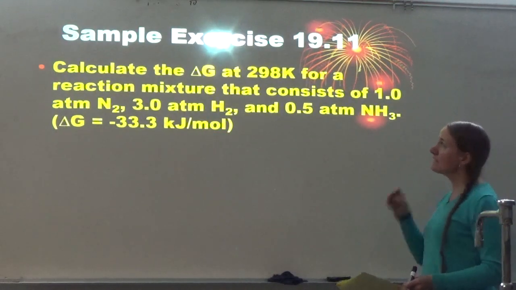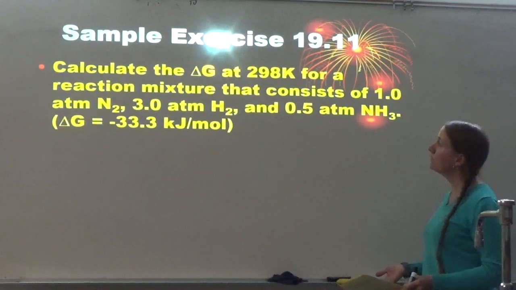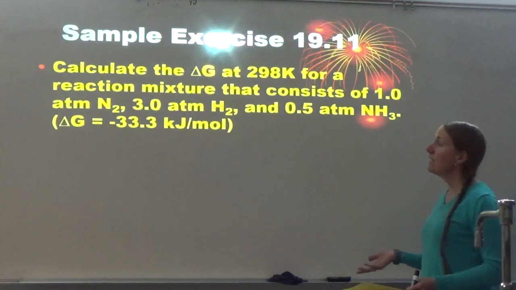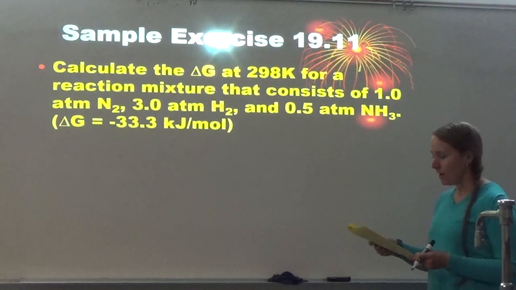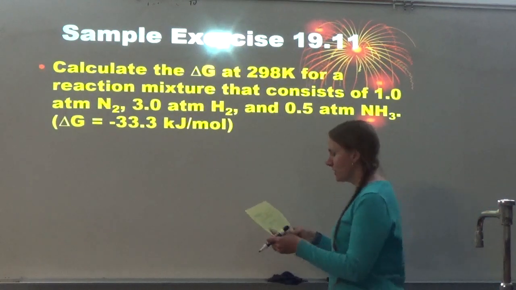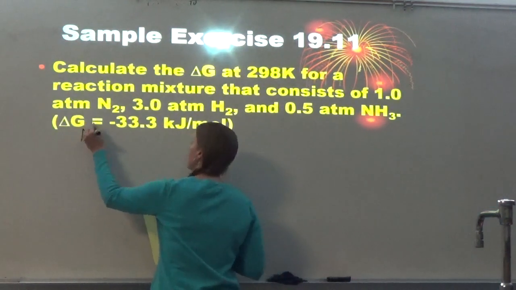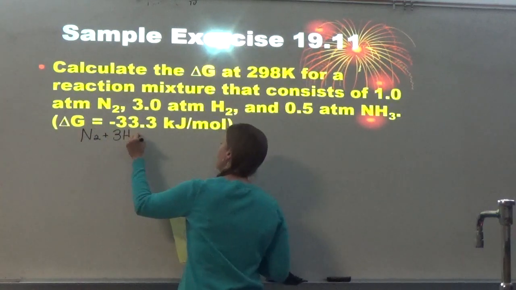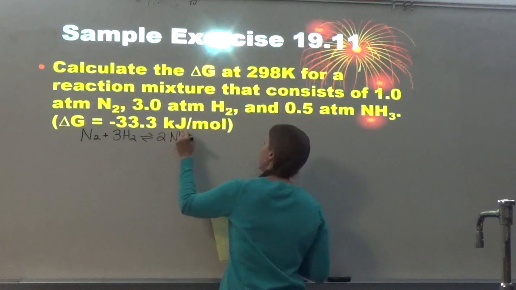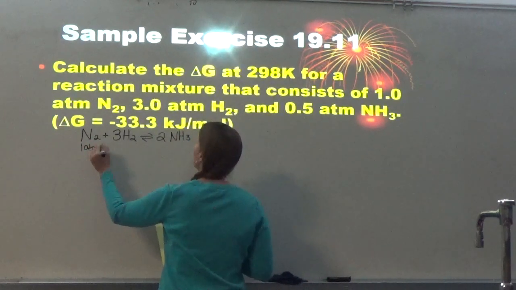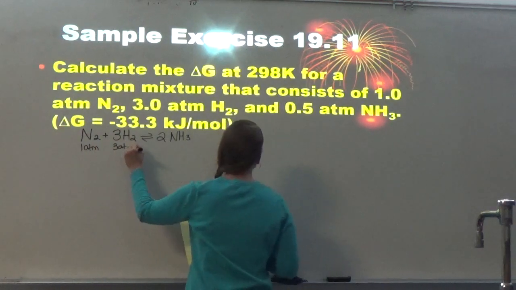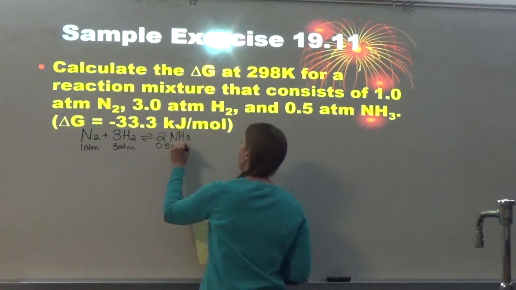Alright, so now it says calculate the delta G at 298 Kelvin for a reaction mixture that consists of 1 atm nitrogen, 3 atm hydrogen, and 0.5 atm ammonia. And then it gives me delta G is negative 33.3 kilojoules per mole. Alright, so I know that my reaction is this right here. They gave it to me earlier. So N2 plus 3H2 equals 2NH3. So what they're telling me is we have 1 atm of this, we have 3 atm of this, and we have 0.5 atm of this.